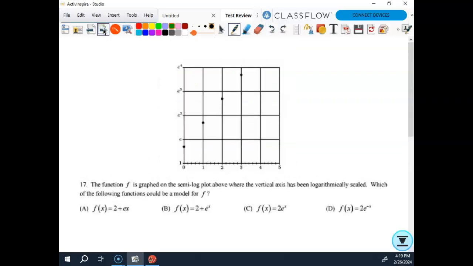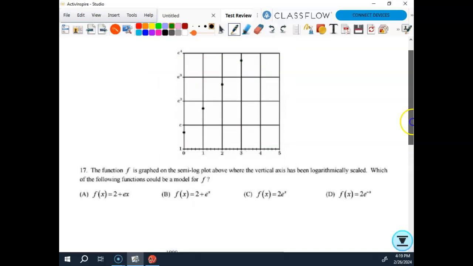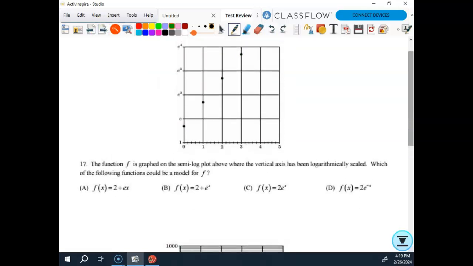Okay. Now, again, logarithmically scaled. We have e to the first, e to the second, e to the third, e to the fourth. All right? So this says, the function f is graphed on the semi-log plot above where the vertical axis has been logarithmically scaled, vertical axis. Which of the following could be a model for f?